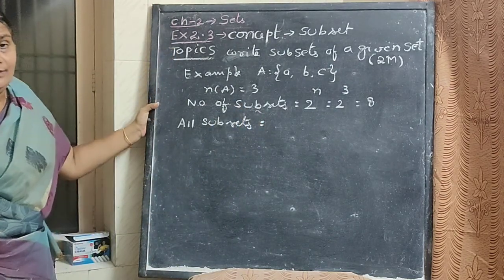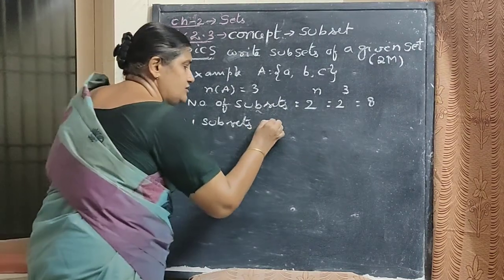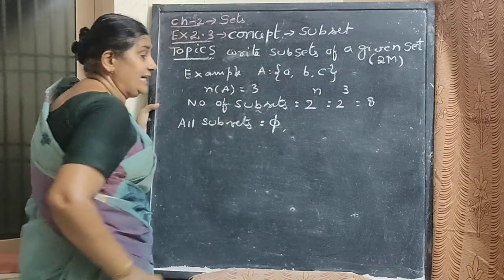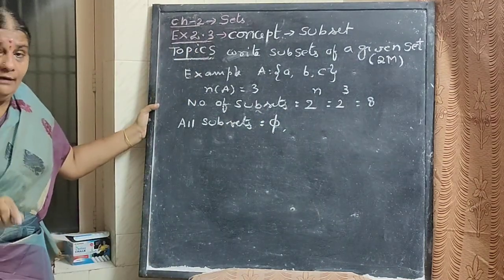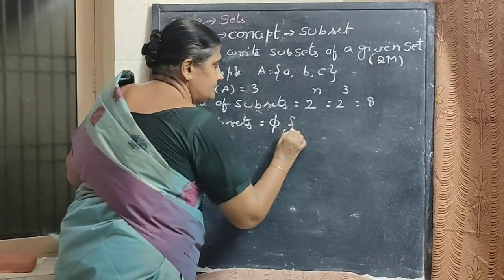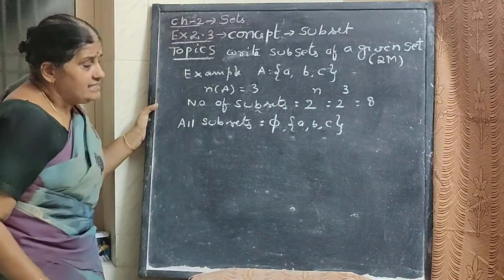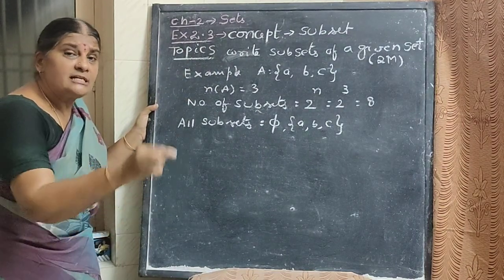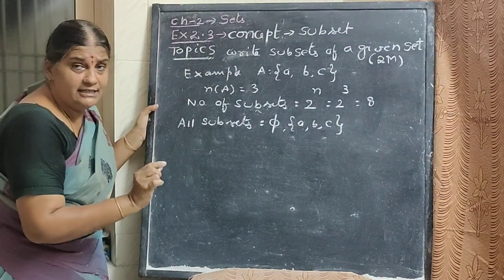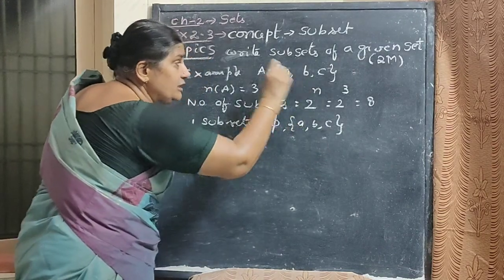What I told, null set is a subset of every set. So the first subset is the null set. Second one, what I told, every set is a subset of itself. That means write the given set. Now, in a set, each element is a subset of the given set. Once again listen, in a given set, each element is a subset of the given set.